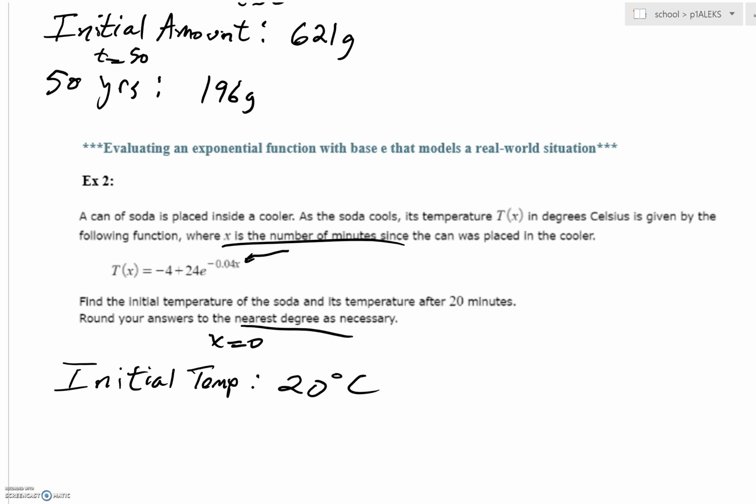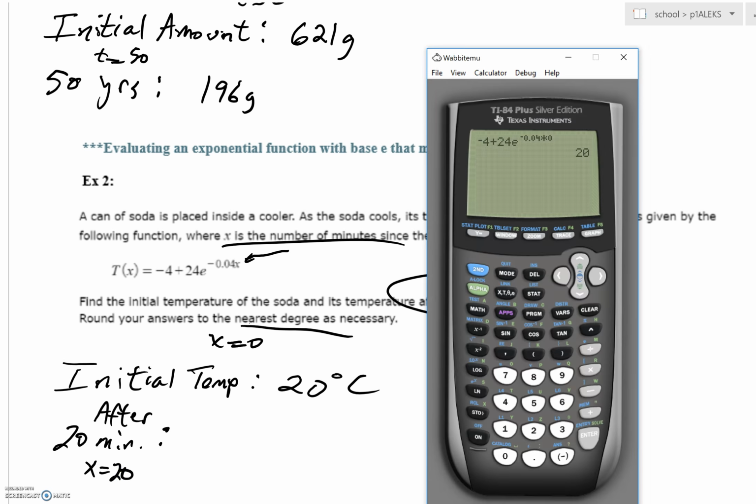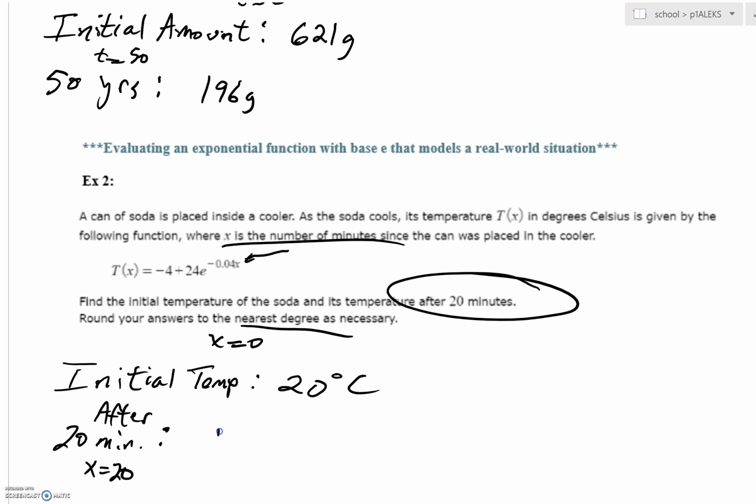By the way, we're going to go to the nearest degree. Then we want to know after 20 minutes. After 20 minutes, we're going to let x equal 20. So get your calculator out yet again, and this time we'll hit second enter, and I'm going to come up here, and instead of having x equals 0, we'll just plug in a 20 right there. And what do we get? Well, 6.78 degrees Celsius, but rounding to the nearest whole number, 6.78 is going to round up to 7 degrees.